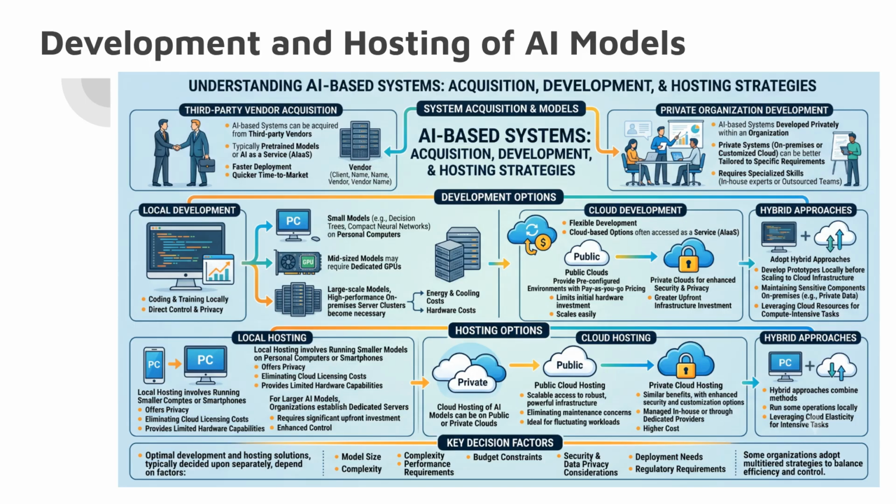The optimal development and hosting solutions, which are typically decided upon separately, depend on factors such as model size, complexity, performance requirements, budget constraints, security and data privacy considerations, deployment needs, and regulatory requirements. Some organizations adopt multi-tiered strategies to balance efficiency and control.